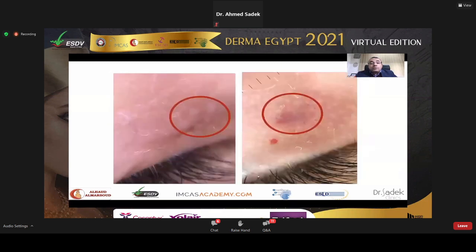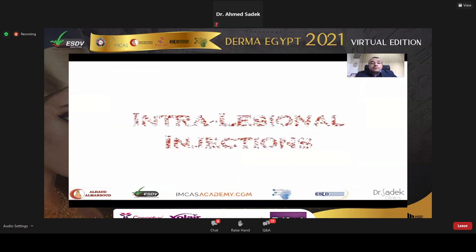And this, the use of dermoscopy before and after. You see those minute warts on the eyelid of a child, and then immediately after removal by dermoscopy.